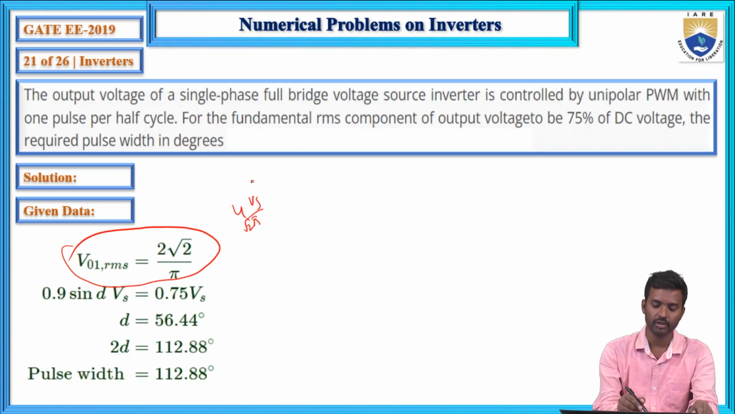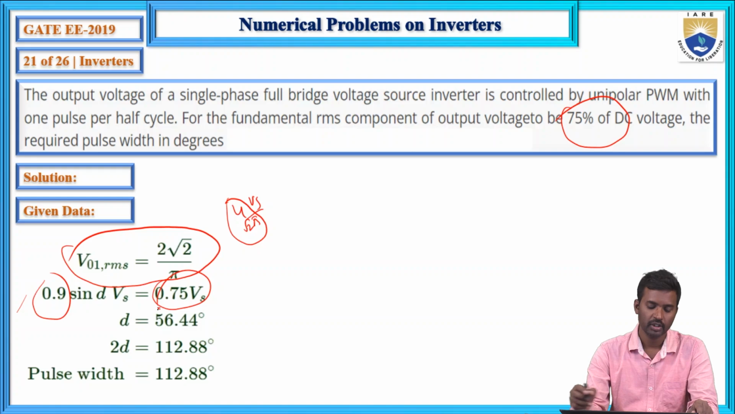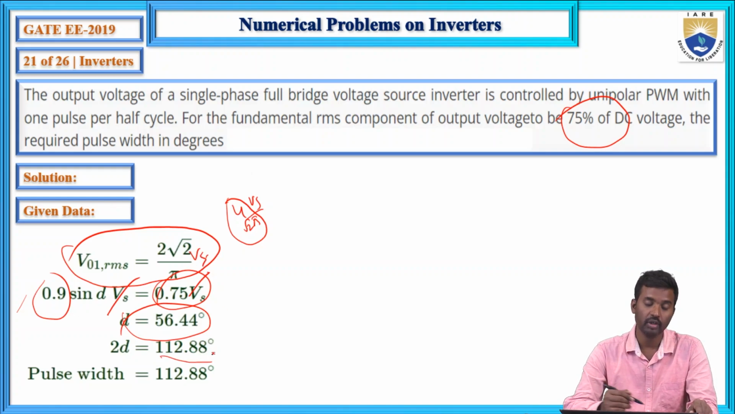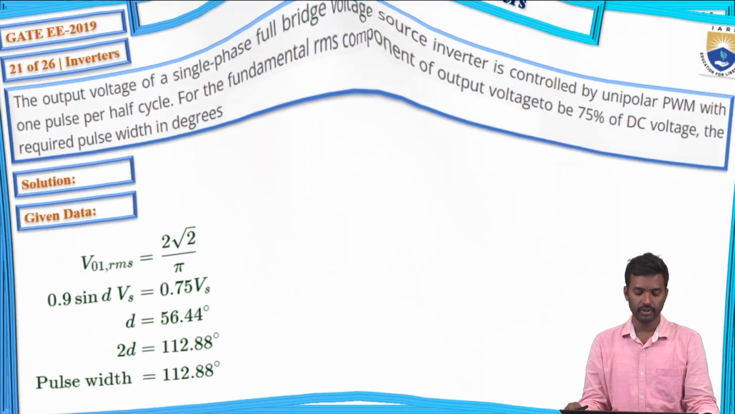Now this value 4 Vs by 2π, that value is 0.9. So this is 0.75 into Vs. From this you can determine the D value. Vs gets cancelled. And now D equals 112.88 degrees. That is the pulse width.